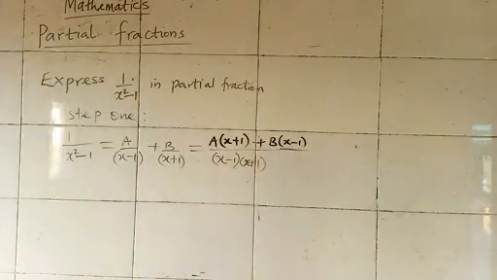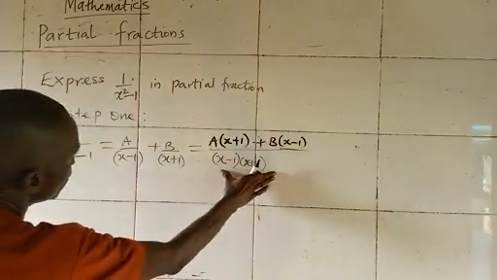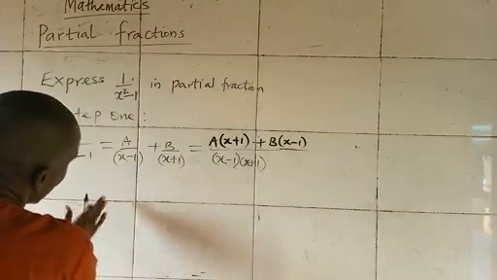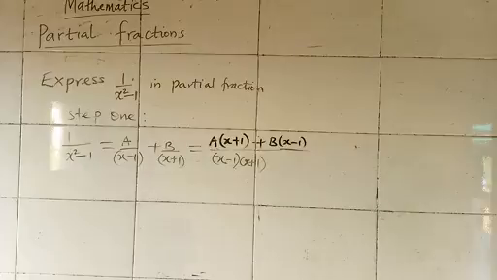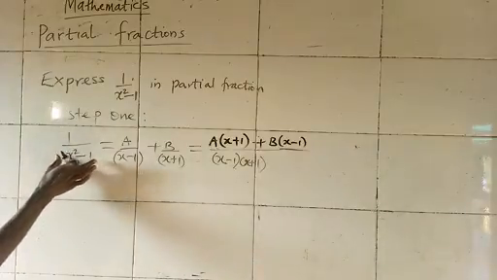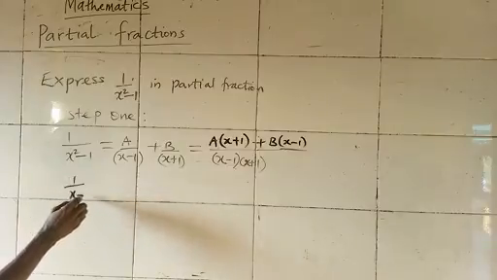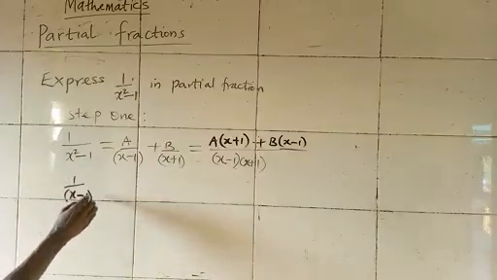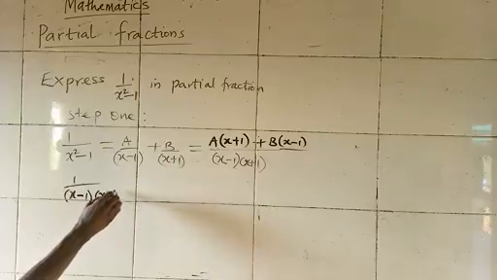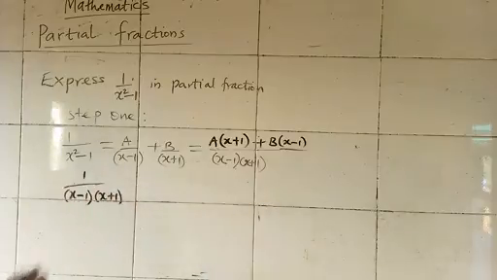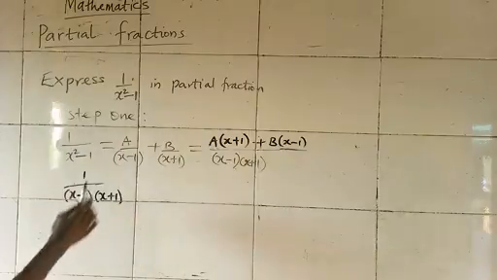Therefore, I've just taken my LCM and simplified already. Now what can we do here? I can bring this one here, and I can also do the same thing here. It simply means 1 over s minus 1 and also s plus 1. That is what we need there. This one becomes this.